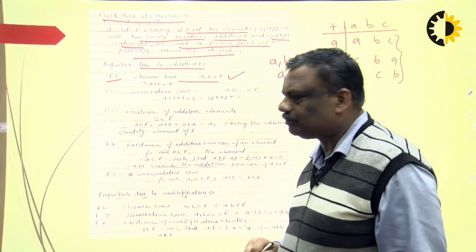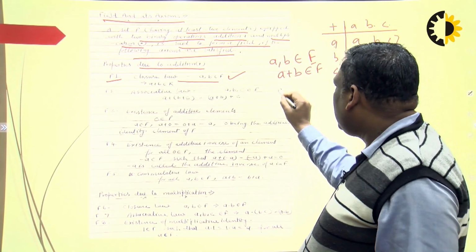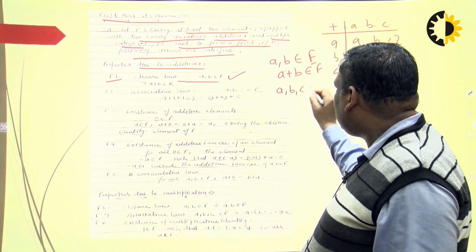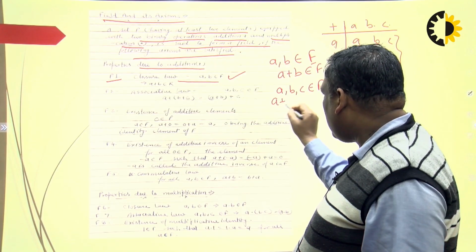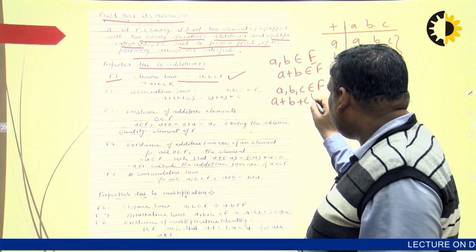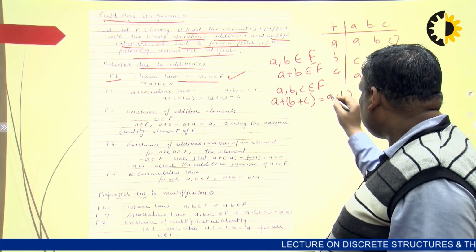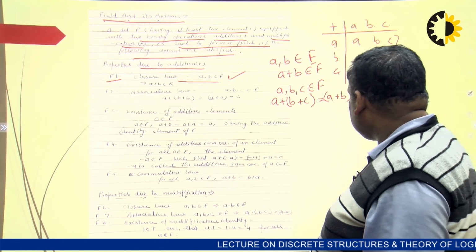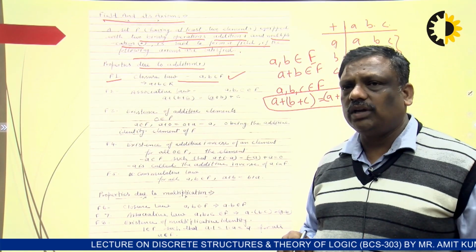Therefore, we can say that it holds the closure law. Next, associative. We can easily see that if A, B and C are three elements in F, then A plus (B plus C) is equivalent to (A plus B) plus C. So if it holds this property, this is the associative law.